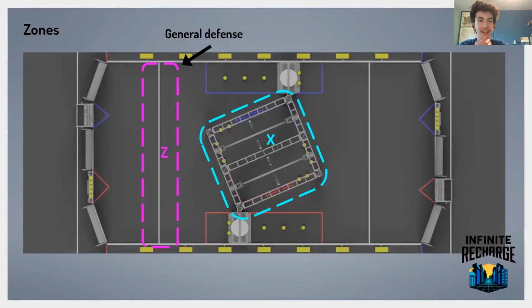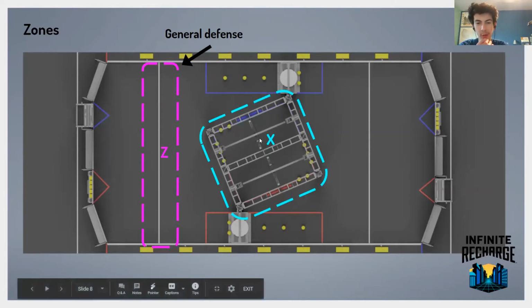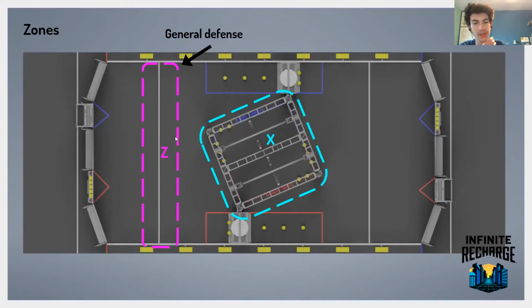Anyways, I got distracted. Zones are good for defense, but also you'll notice, for example, zone X, we could assume that robot X would be in that zone. And there's a lot of power cells in that general area. So you could say that robot X is collecting all those power cells over there. That could be an example of a zone.